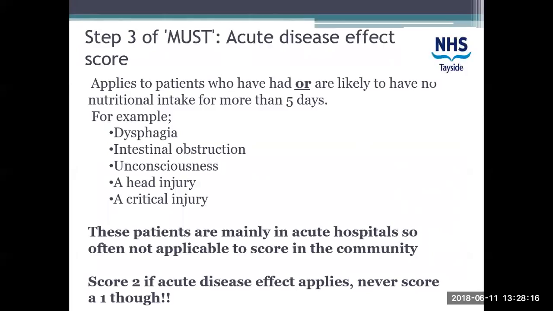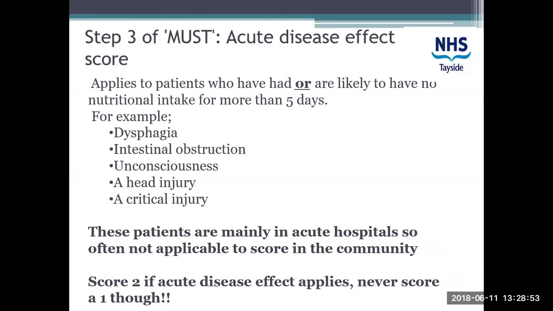Okay, so step 3 of the MUST, I hope everyone's following it so far. Step 3 of MUST is the acute disease effects score. This has been added back in for care homes because it was previously removed. This basically applies to patients who have had or are likely to have no nutritional intake for more than 5 days. So this would be, for example, residents or people with dysphagia, so swallowing problems, and if they're on a texture modified diet, intestinal obstruction, unconsciousness, a head injury, or a critical injury.